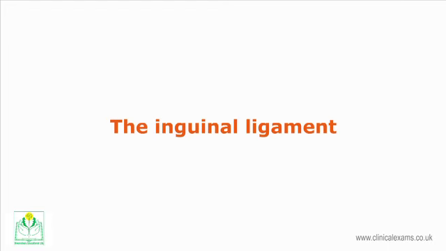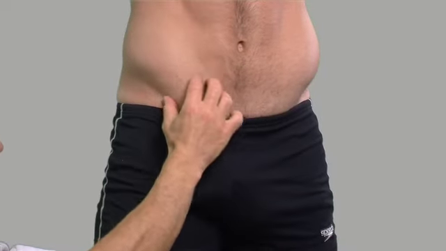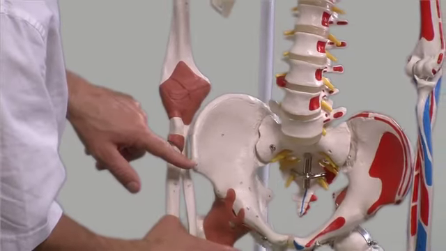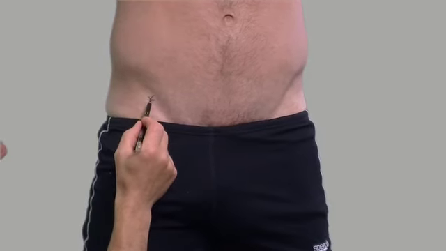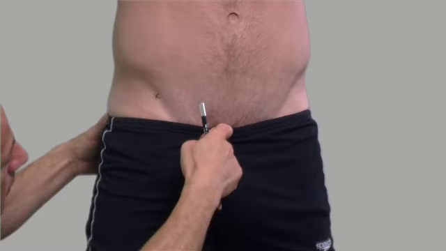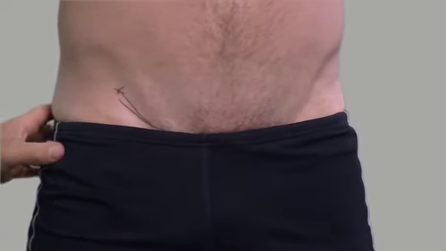The inguinal ligament. It is formed by the aponeurosis of the external abdominal oblique muscle. It extends between the anterior superior iliac spine and the pubic tubercle as a thick band, and it is continuous with the fascia lata of the thigh.